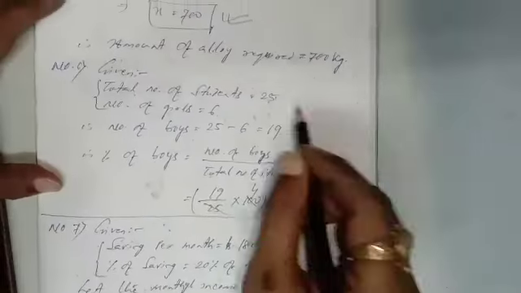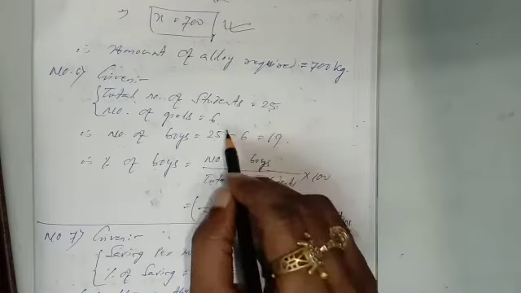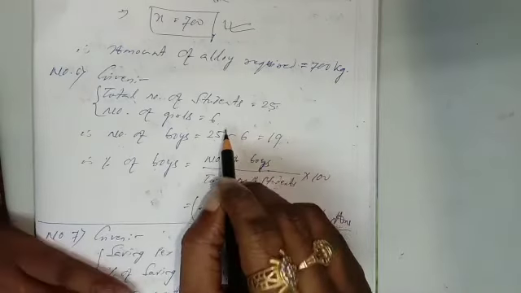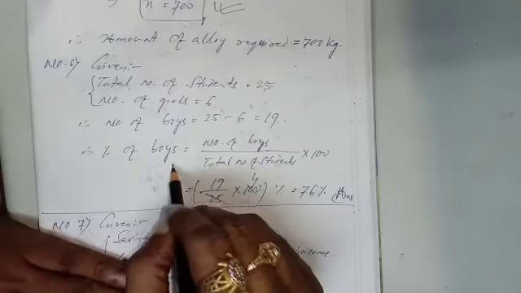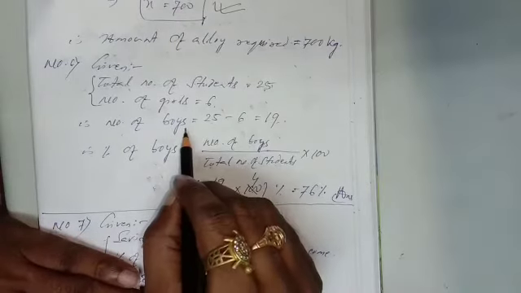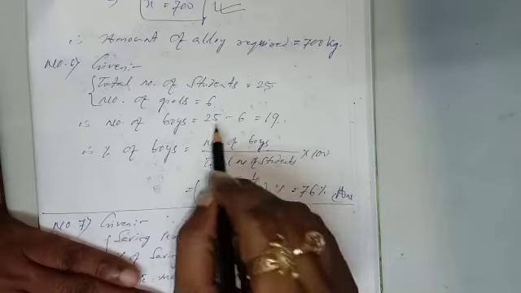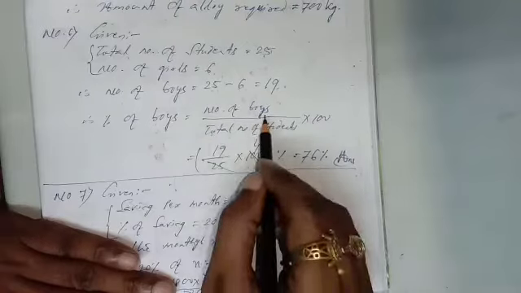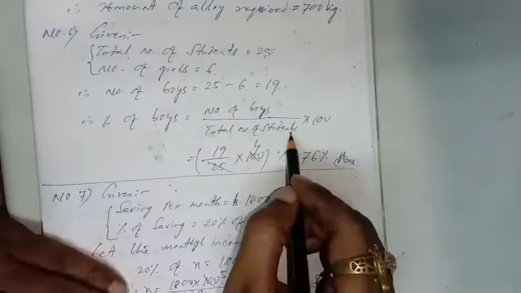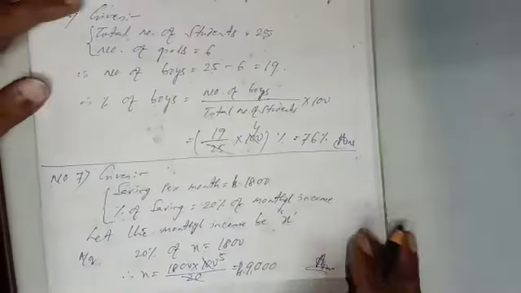In this question, the total number of students in the class is given as 25. The number of girls is given as 6, and you have to find the percentage of boys. Before that, we have to find the number of boys in the class. That is 25 minus 6, which is 19. And percentage of boys means number of boys by total number of students in the class into 100. In this way you are getting 76%.